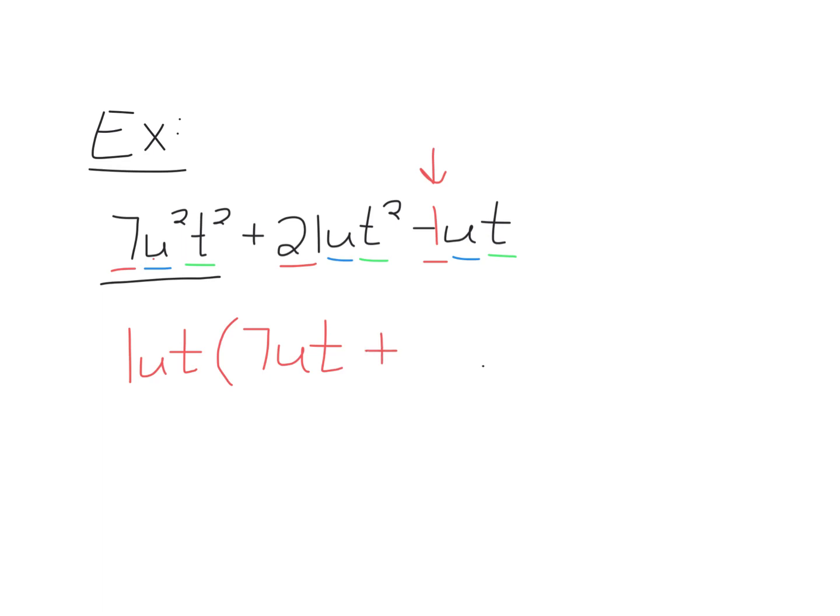So what's 21 divided by 1? 21. U divided by U, it just cancels, right? T squared divided by T, T. Now move on to your last one, but what's the sign in front of that last one? It is negative, so I'm going to have minus 1 divided by 1, 1. U divided by U, none. T divided by T, none. So I'm going to close there.